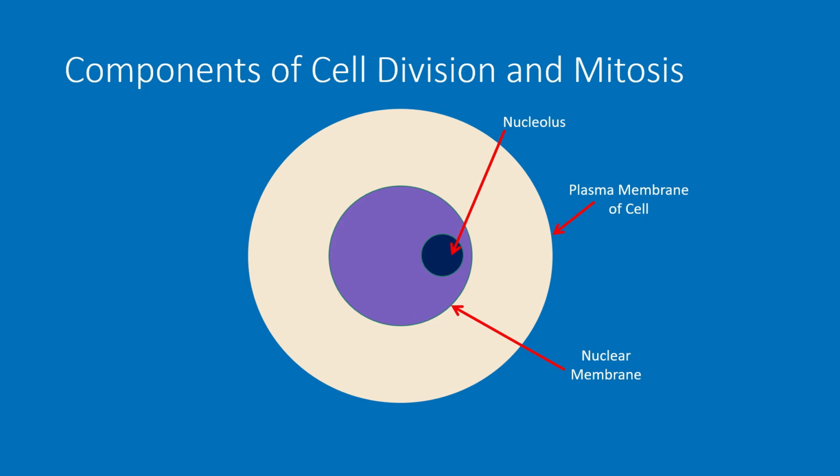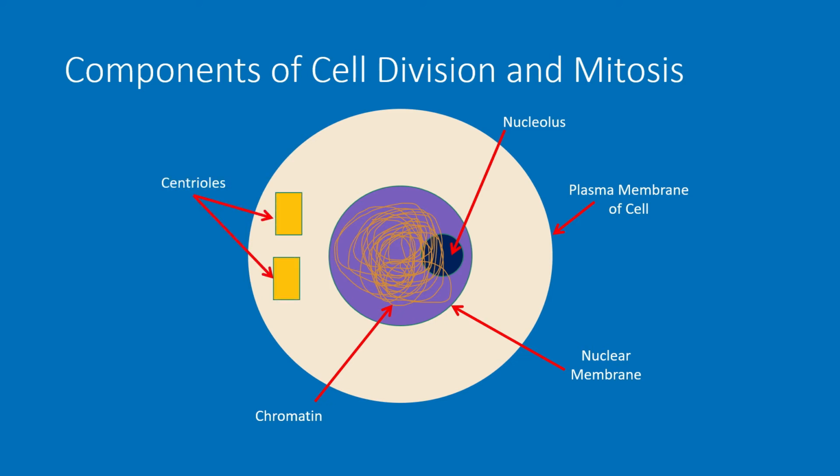You also have chromatin. Chromatin is going to be represented by these squiggly lines you see here inside of the nucleus. And finally, centrioles, represented by these orange rectangles. These produce spindle fibers, which are used to help divide the chromosomes to each potential daughter cell and help split the cell.